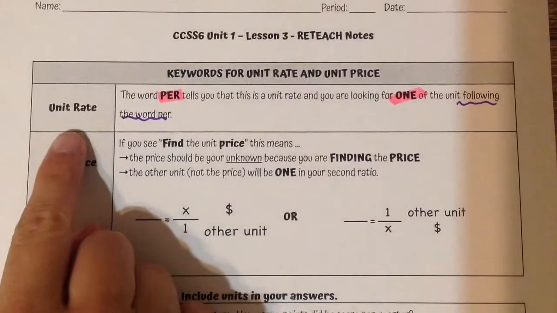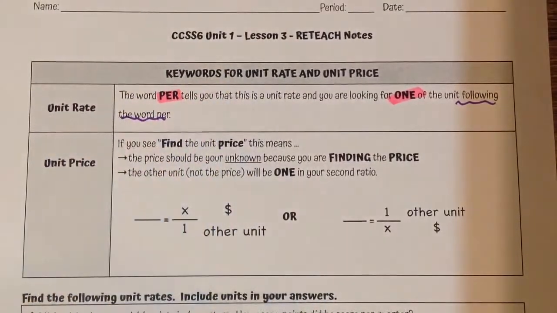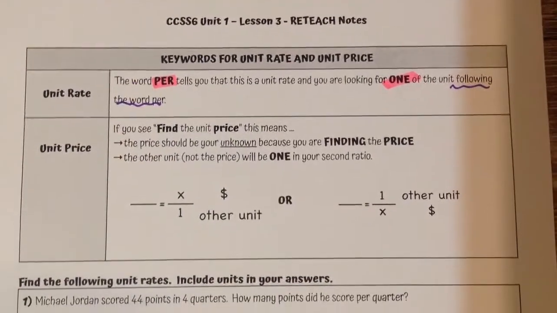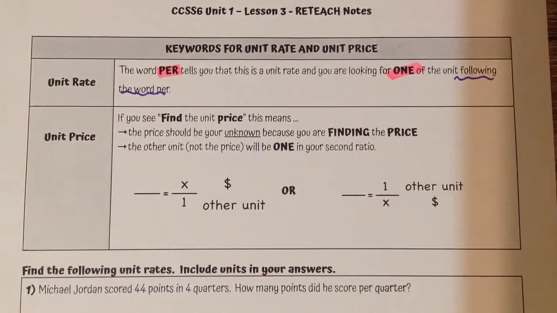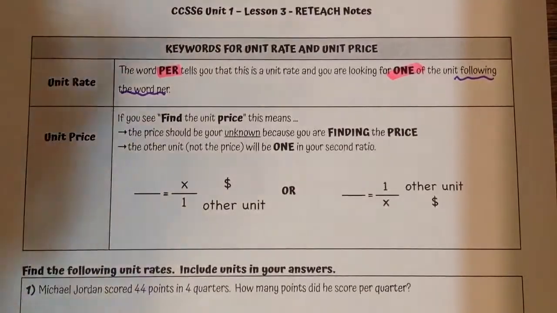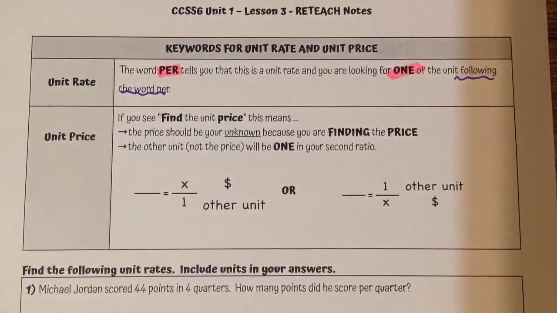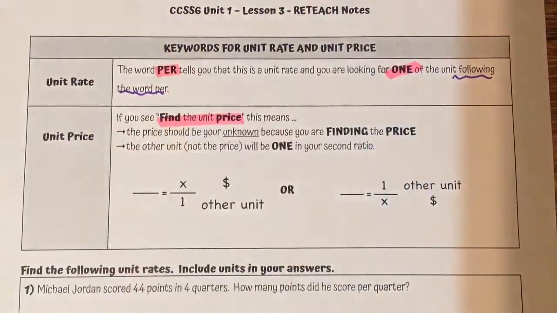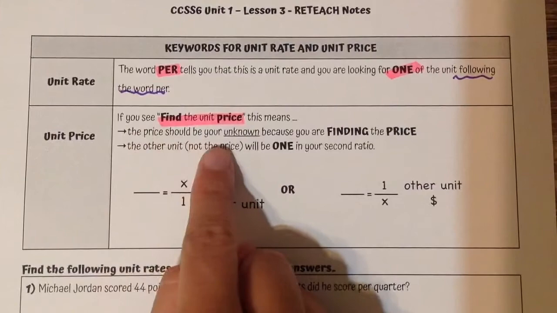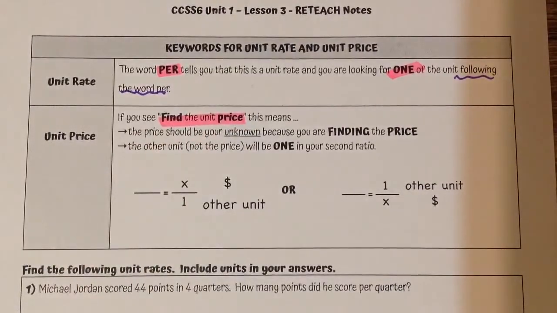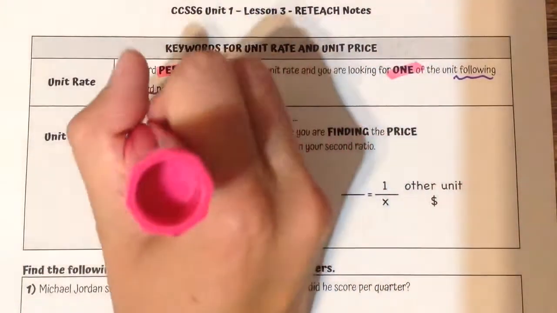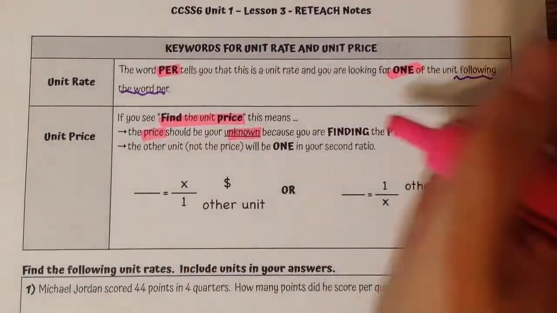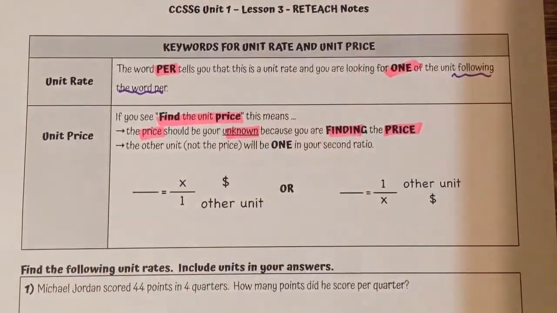You also might see the word unit rate written in there, which would obviously tell you you're solving for the unit rate. Unit price, again, it's basically the same thing as unit rate, except that you are solving for the price. So if you see find the price, find the unit price, that's going to mean you're finding the unit price, but that the price should be your unknown. So that's important. The price is your unknown because you are finding the price.